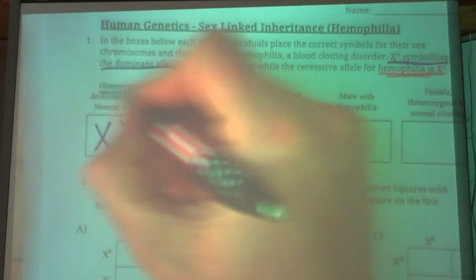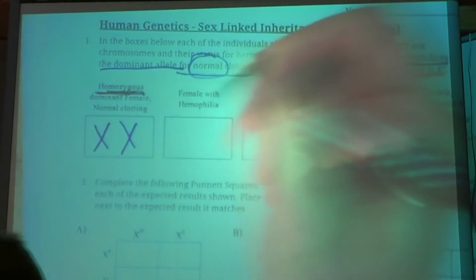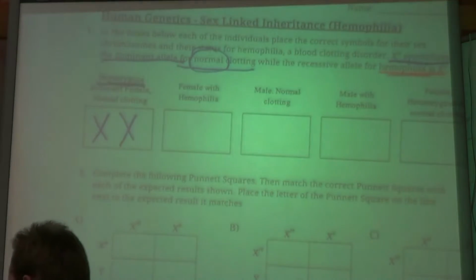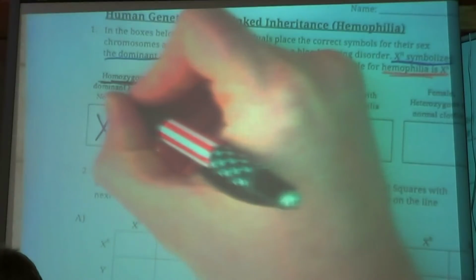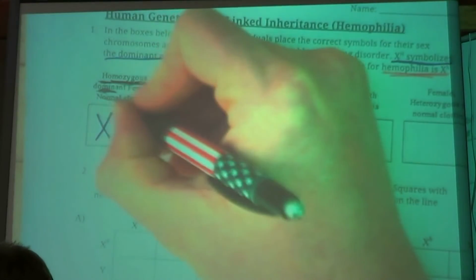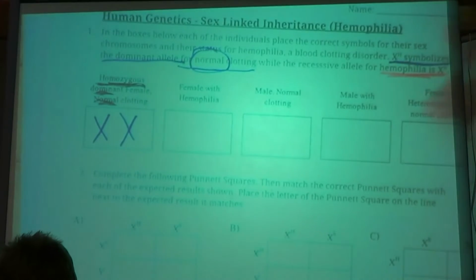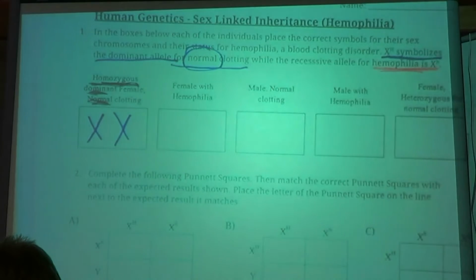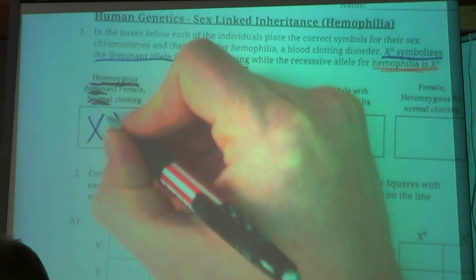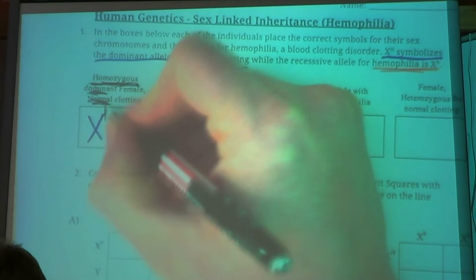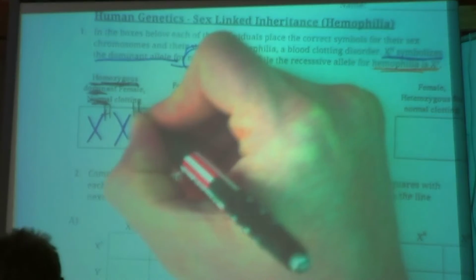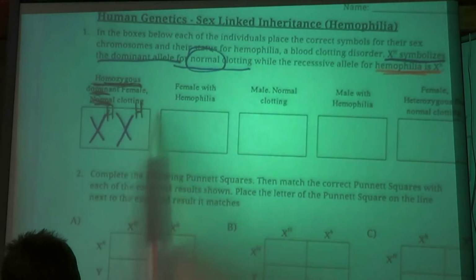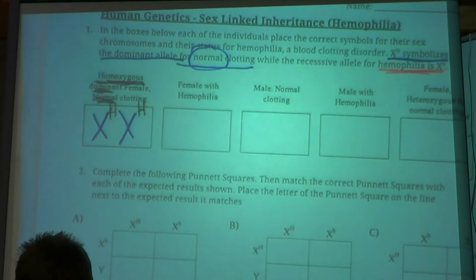And homozygous, what does homozygous mean compared to heterozygous? Homozygous means same, they have the same alleles. And it says it's homozygous dominant, and that they have normal clotting. So in terms of H's, is it big H, little h, or big H, big H? Big H, big H. They are both the same, and they're dominant, for the non-hemophilia, the normal clot.